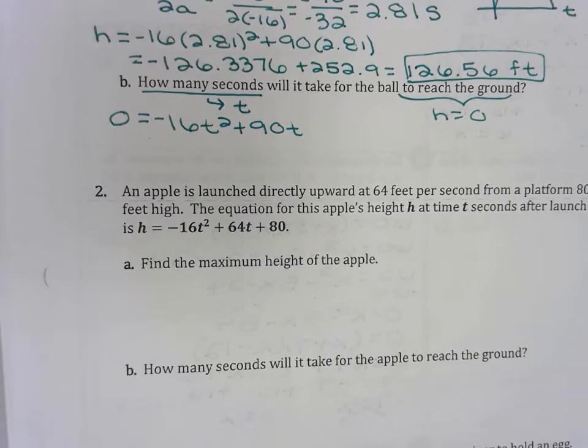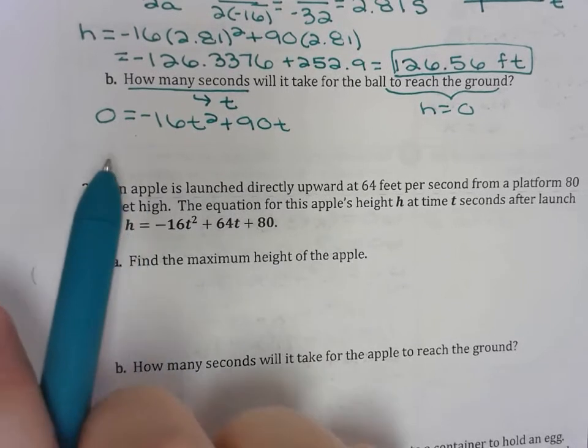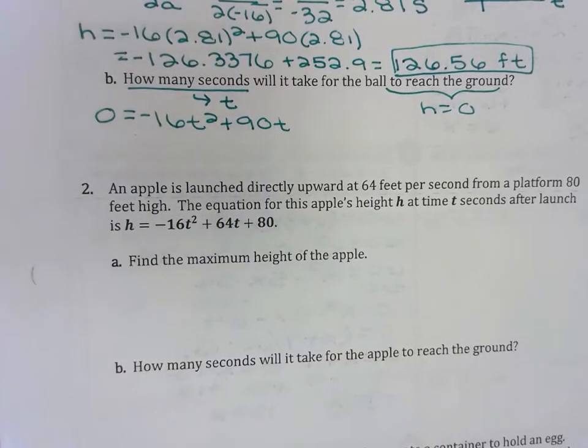Okay, now it's already set equal to 0. So as I look at this, it is a quadratic equation. I want to find t. I want to solve this for t. Can I do the square root method? No, because of the 90t term. I cannot do the square root.